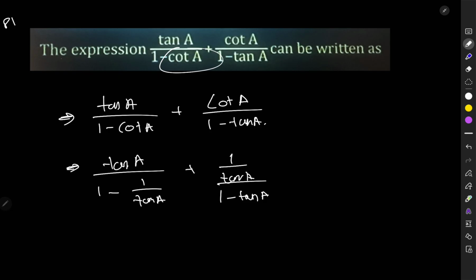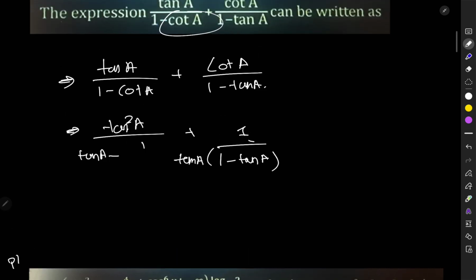So 1 by tan A over 1 minus tan A, right? So let's get the LCM for this. So tan A will be multiplied here by tan A, and this will go on the top and get multiplied. So we'll get like this. So 1 by tan A here, the tan A will come down and multiply with this, right? So 1 tan.